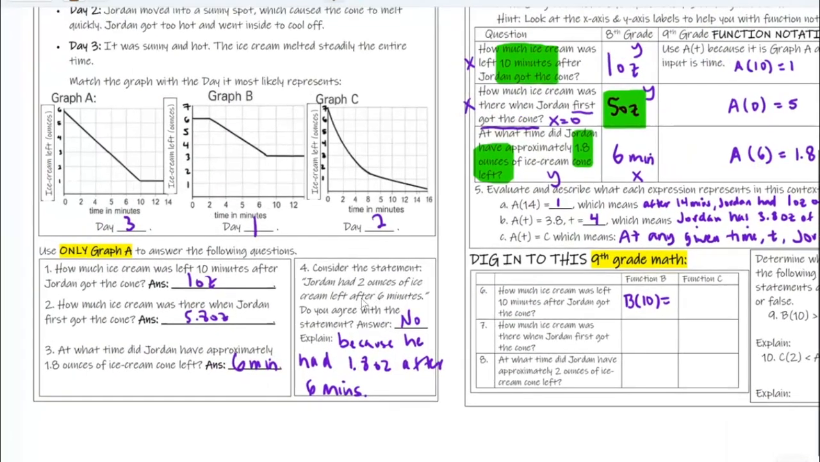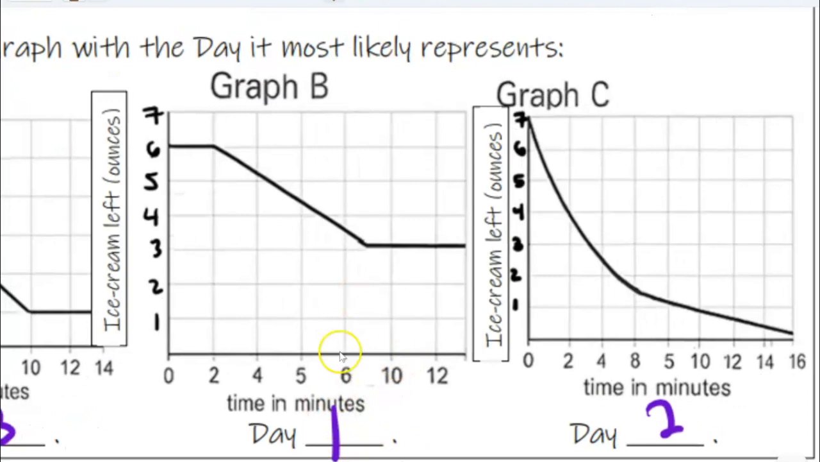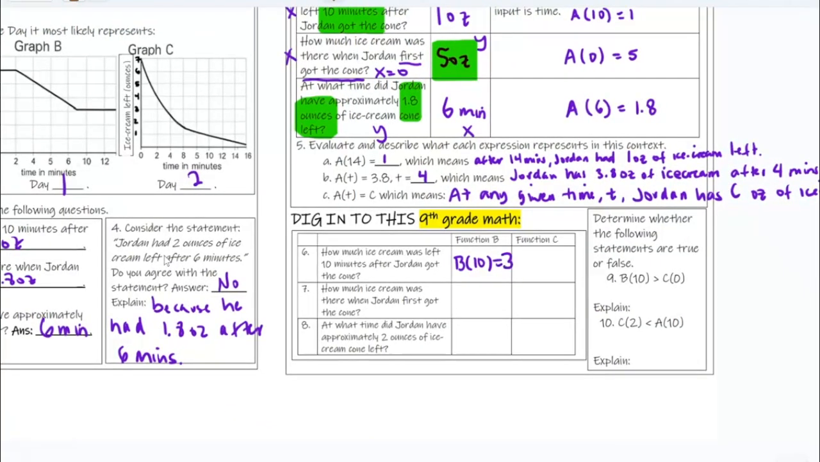Now, which graph should I be looking at? Graph A, graph B, or graph C? Graph B. So the input, which is my x-axis, is 10. So this is right here, x-axis 10. So my output is going to be 3. So B of 10 is equal to 3.